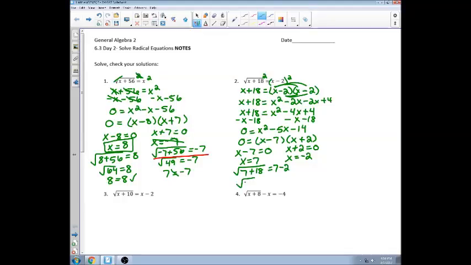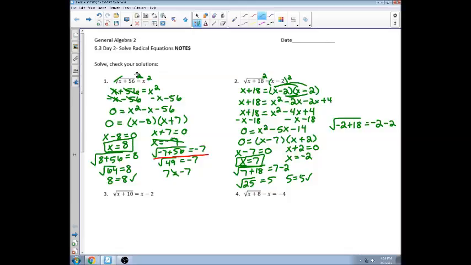7 plus 18 is 25, and the square root of 25 is 5. That is equal to 5, so that would be a good answer. I'm going to check my -2 up over here to the right. So the square root of -2 plus 18 is equal to -2 minus 2.